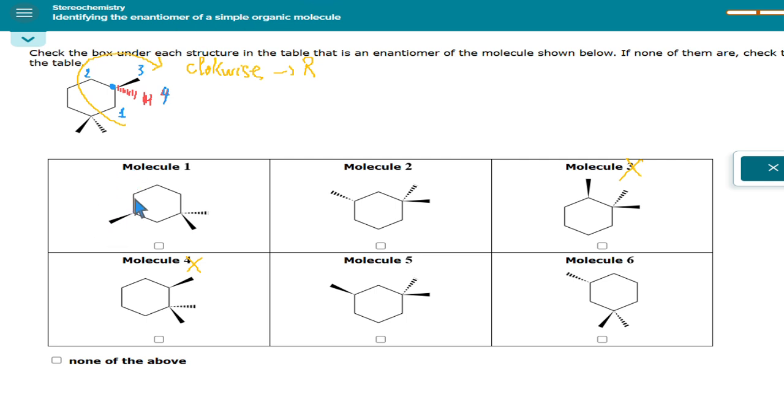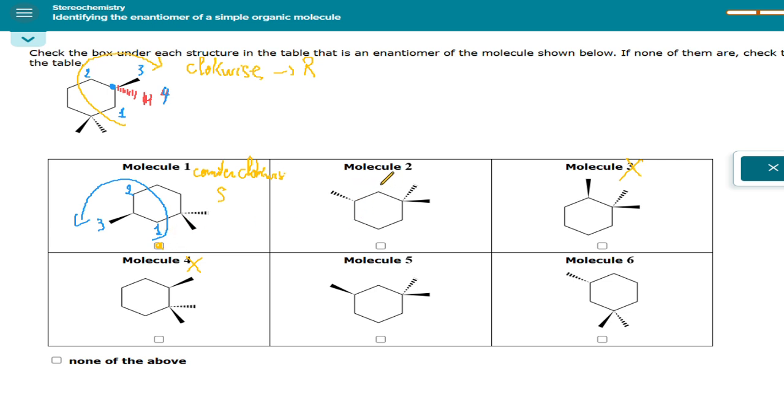So I will start with molecule 1. So the first priority is the carbon which is the closest to this. So that would be 1, and the other side would be 2. The methyl group would be 3. And 1, 2, 3 is going counterclockwise this time. So when it is counterclockwise, it's S. Right, so that's S. So this could be an enantiomer.